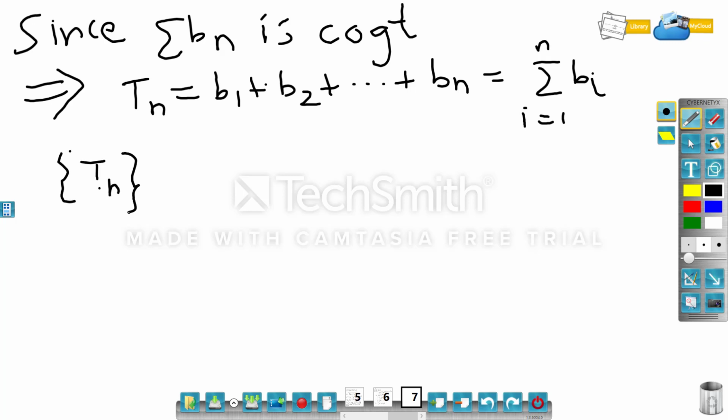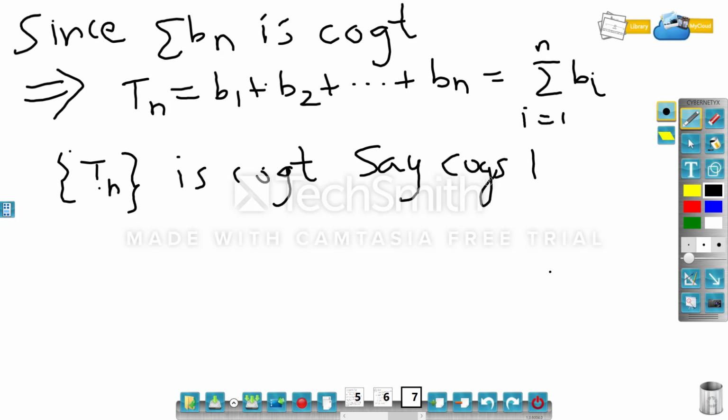Sequence Tn is convergent. Why is it convergent? Because the series Bn is convergent if and only if its corresponding sequence of partial sums is convergent, and here the corresponding sequence of partial sums is Tn. So it is convergent, and say it converges to T.